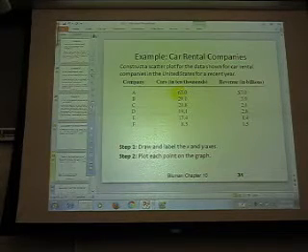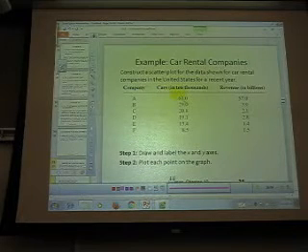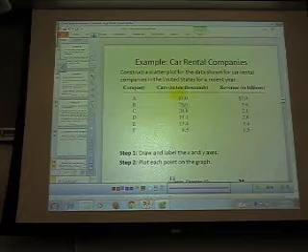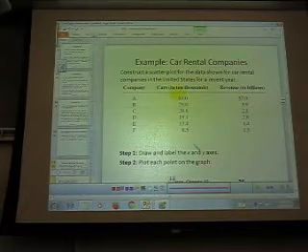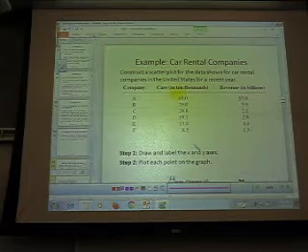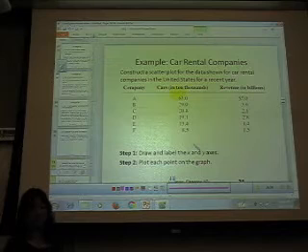Here is an example. Car rental companies. So these are ordered pairs. So here is a car. Which one do you think we can have more control over? The number of cars we own or our revenue? Cars. Cars you own. Makes sense.